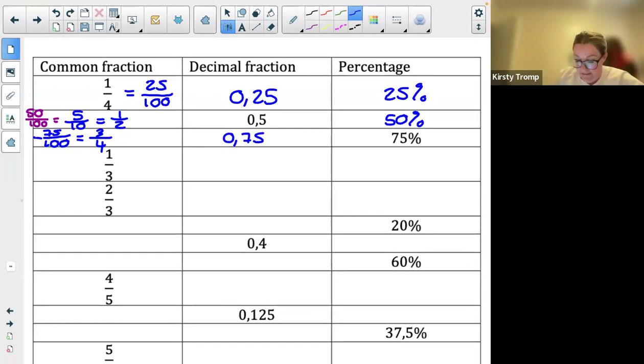All right. Us teachers, we like the next one, 1 over 3. Now, you can learn 1 over 3 off by heart. Guys, if you learn it off by heart, you get 0.3 recurring.